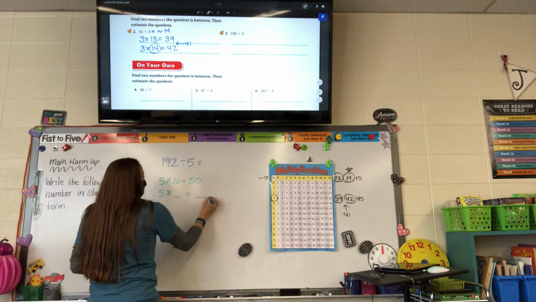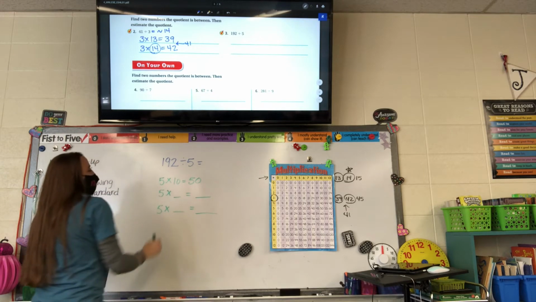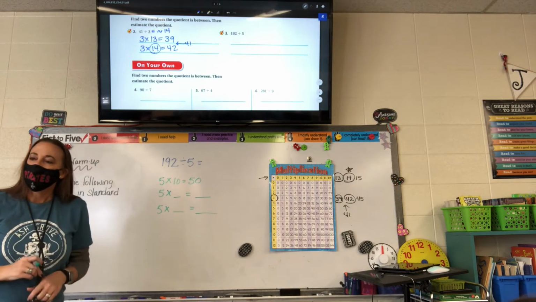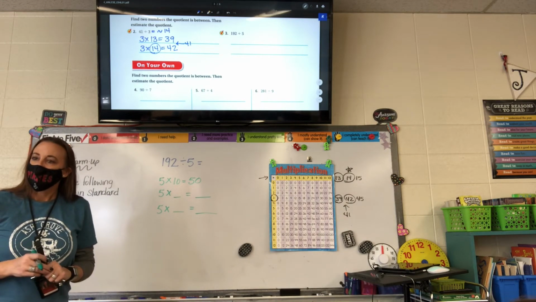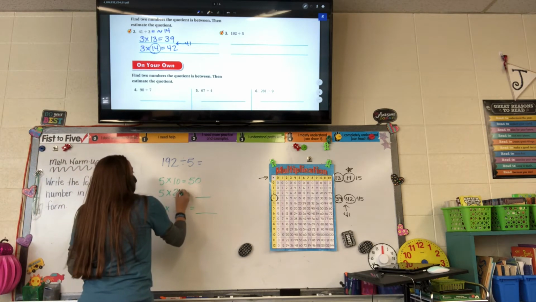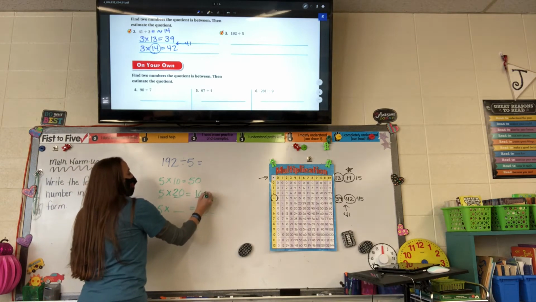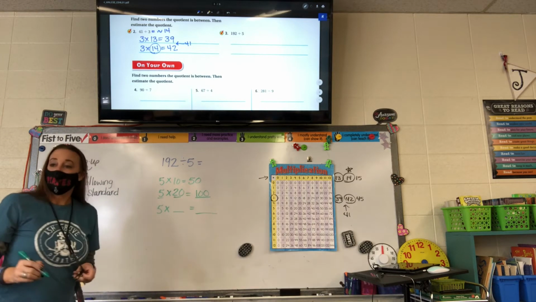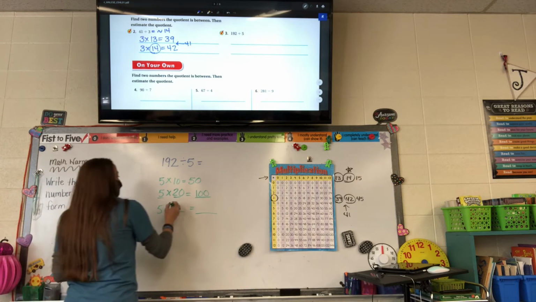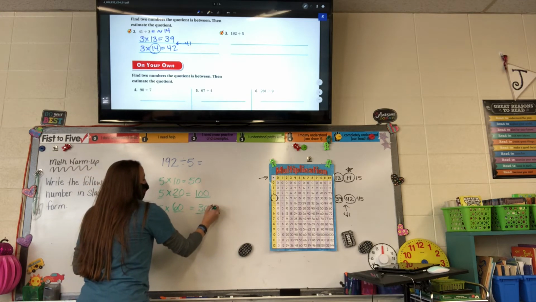So what would you guys suggest we multiply 5 times that's going to get us close to 192? Ella? It will be a little bit higher, but 5 times 20. Okay, let's try it out. 5 times 20. Our basic fact is 5 times 2, which is 10, with a 0 behind it. That's getting us closer. Landon? 5 times 60. 5 times 6 is 30, with a 0 behind it.